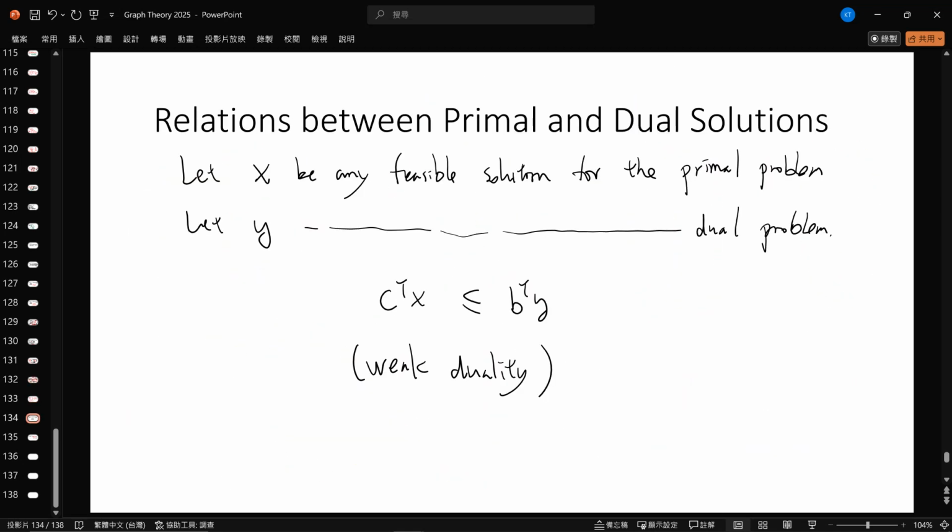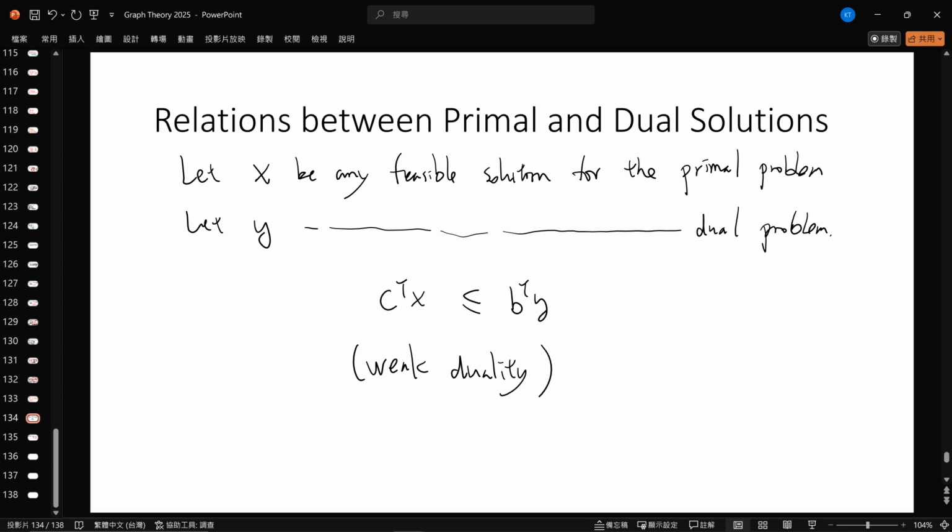All right. So last week we just wrote down this inequality, that is the weak duality. So in this weak duality, you have one feasible solution x, so that's for the primal problem, and say you also have another feasible solution, but this time for the dual problem, that's called y.